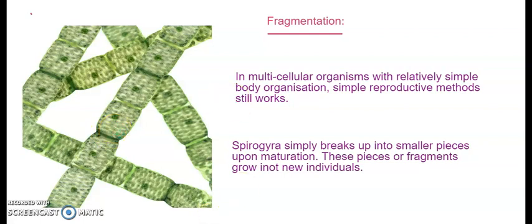First of all, Spirogyra is a multicellular organism with relatively very simple body organization. Therefore, it can reproduce asexually, and asexual reproduction works very well in this particular organism. Spirogyra will simply break up into smaller pieces upon maturation, because each piece or fragment has its own individual nucleus. These pieces or fragments will grow into new individuals. That is what makes it special, that even being multicellular, it is able to develop asexually and produce its new organism.